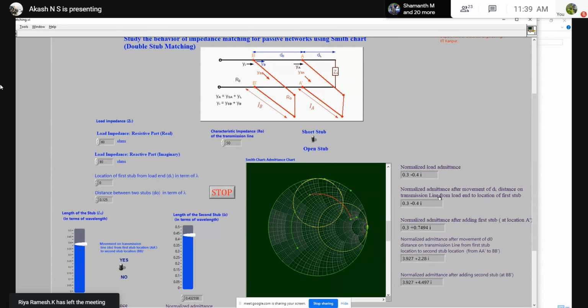This is the normalized value. We have the numerical values here. 0.3 minus 0.4 is the normalized load admittance. This is 0.3. This is an inductive load because it is found below the central line. Even this is below, as we can observe here, minus 0.4. This is also an inductive load. This is plus, the capacitive load. By observing this, we can obtain both inductive and capacitive loads by varying the stub length of the different stubs. Hence, we can make use of capacitive and inductive reactances.